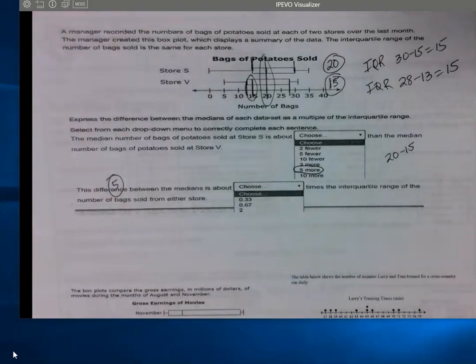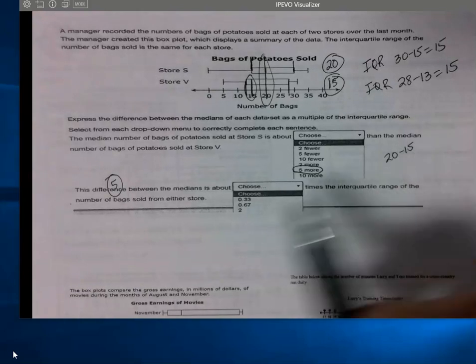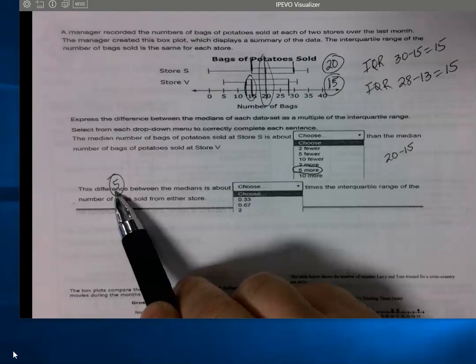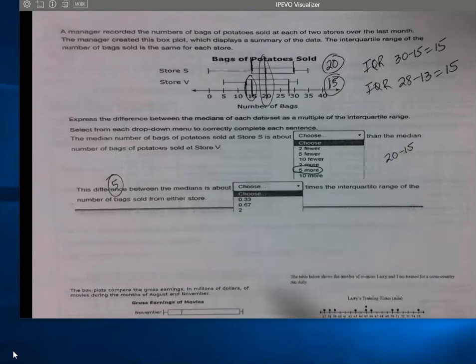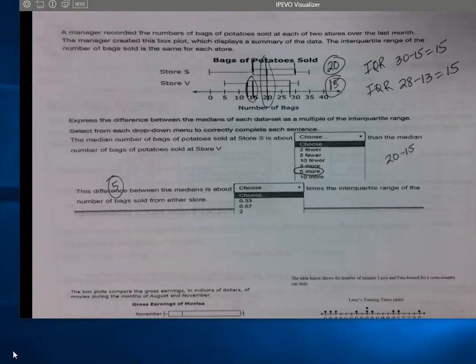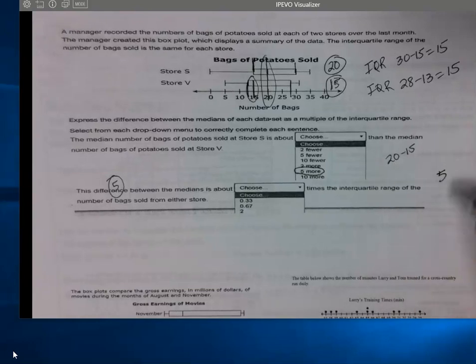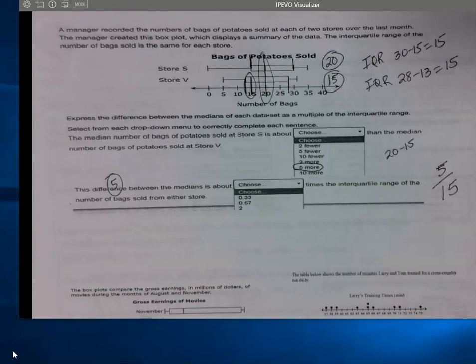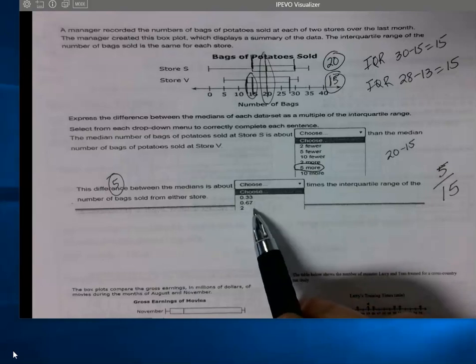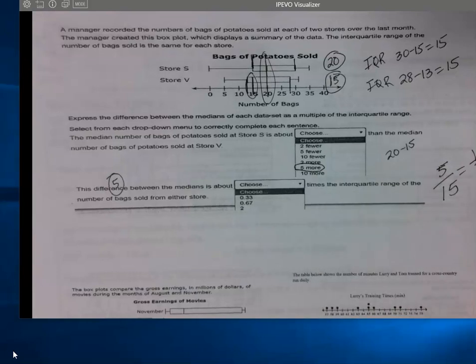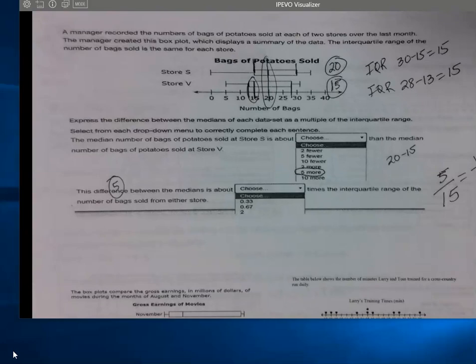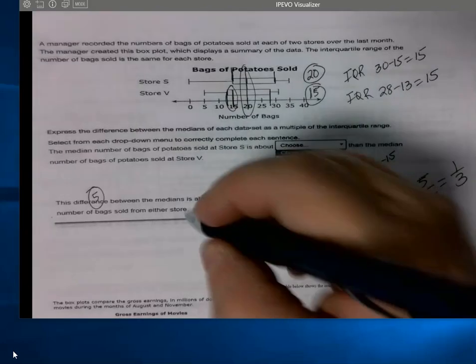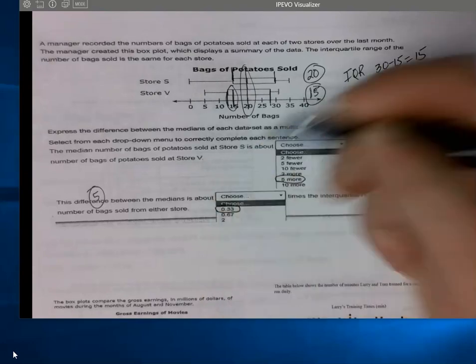That means there's a range of 15 in both of those interquartiles. So what is the relationship between the difference in the medians and the range? So the difference is 5 and the range is 15. And what is that equal to? That's equal to 1/3. And which one of these decimals references 1/3? Hopefully, there we go. Fantastic.